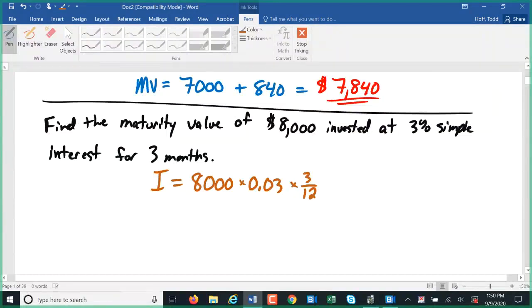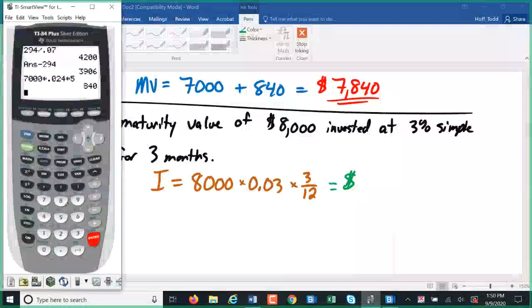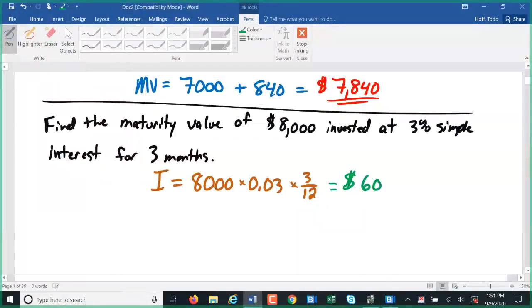Now I realize you can reduce that to 1/4, but why make the extra work? Just put it down as our number of months over 12 months in a year, 3/12 of a year. When you calculate this out, you don't have to use the fractions. I'll show you here. You can simply do 8,000 times 0.03, and then instead of trying to enter a fraction, you just do times 3 divided by 12. Gives us $60 in interest.